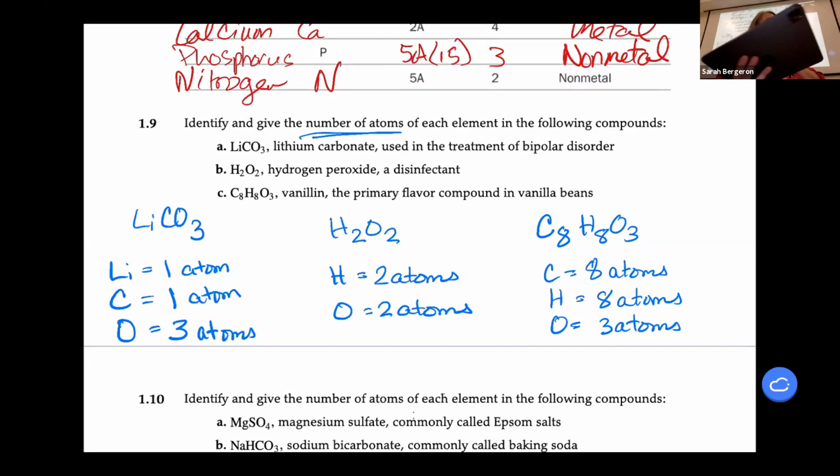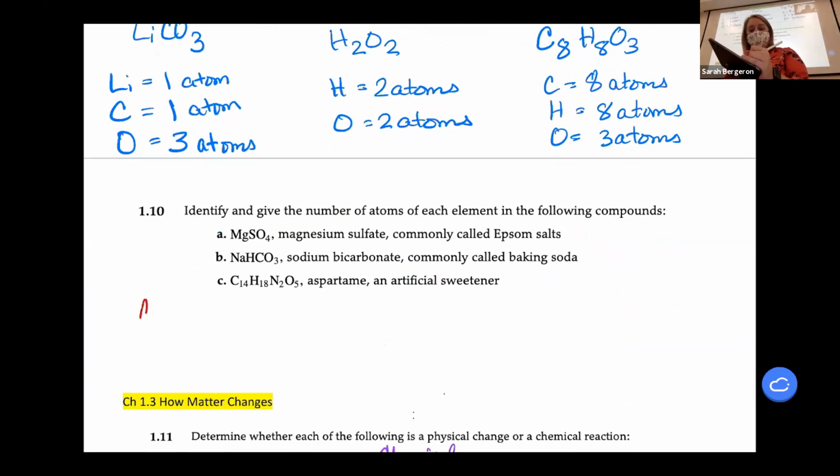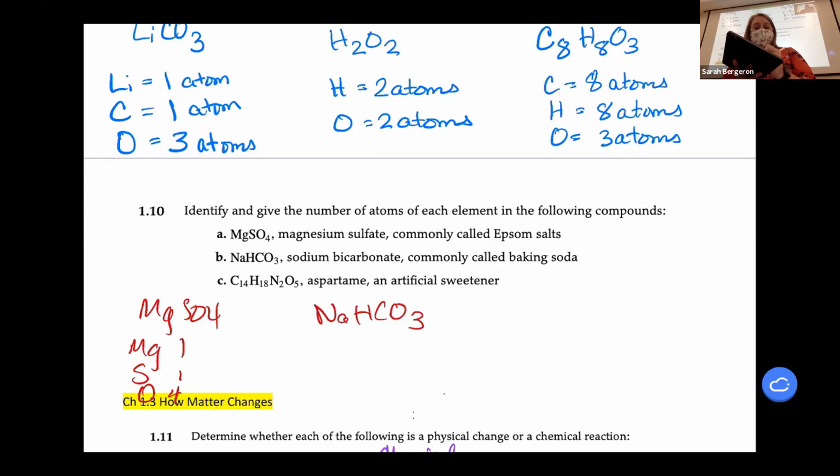C8H8O3. How many carbons? Hydrogens? 8. Oxygen? 3. All right, let's do another one. Let's do MgSO4. How many magnesium? Sulfur? 1. Oxygen? How many? 4. Okay. NaHCO3. Sodium? Hydrogen? Carbon? Oxygen? 3. So, you good on that one?